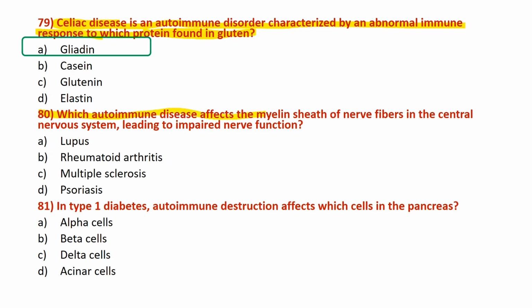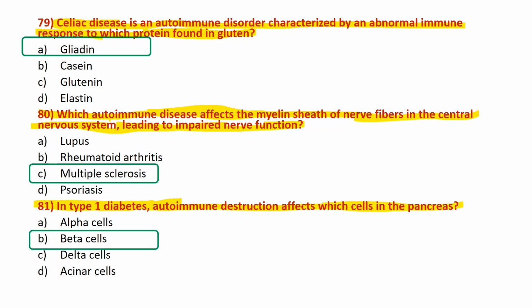Which autoimmune disease affects the myelin sheath of nerve fibers in the central nervous system, leading to impaired nerve function? And the right answer is option C, multiple sclerosis. Next one is, in type 1 diabetes, autoimmune destruction affects which cells in the pancreas? And the right answer is beta cells.